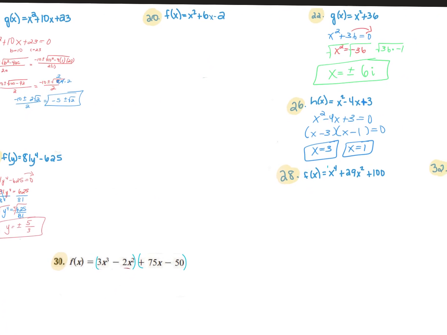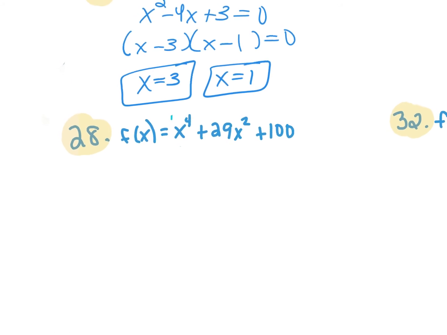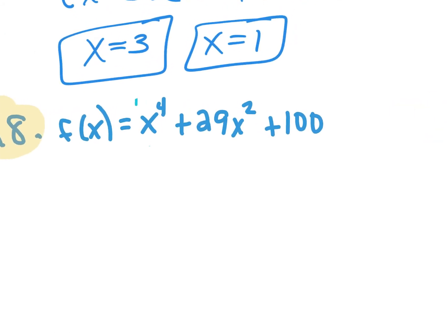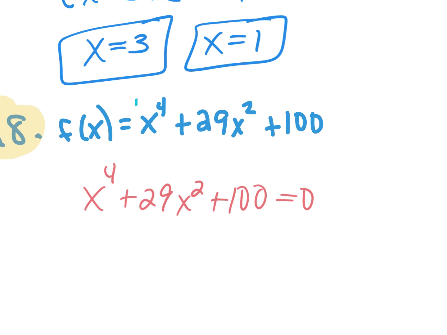Let's go to 28. Okay, this says x to the 4th plus 29x squared plus 100 equals 0. We're trying to solve, try to find the zeros. GCF.